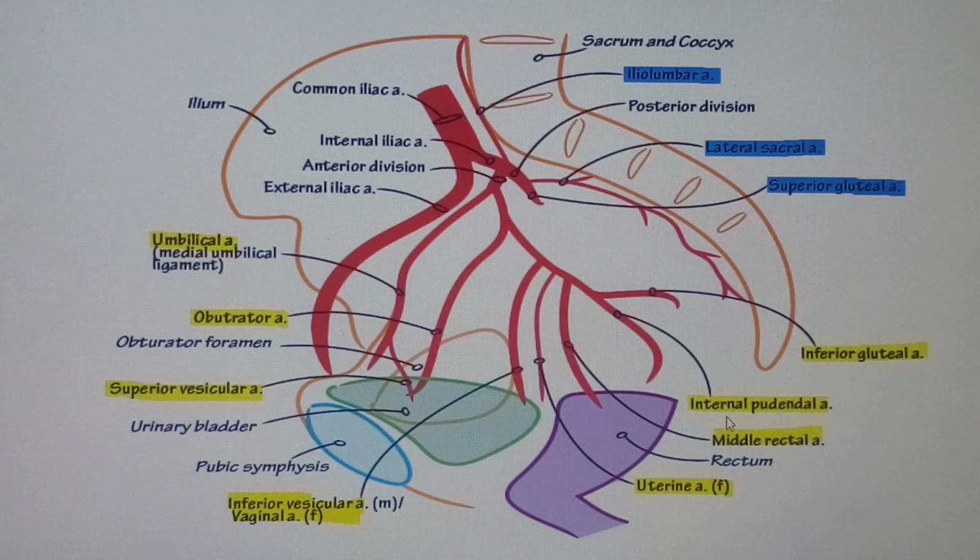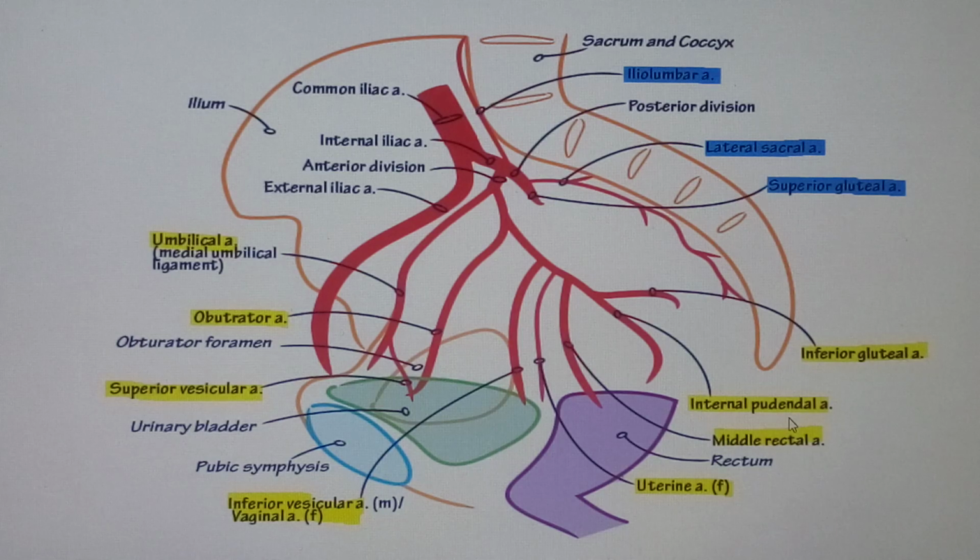Now, once I'm done, then I go to this artery. I'm going in an anticlockwise manner. I go to this artery, which is the internal pudendal artery. Yeah, this is the main artery to the perineum, just like the main nerve to the perineum being the pudendal nerve. The main artery to the perineum is the internal pudendal artery.